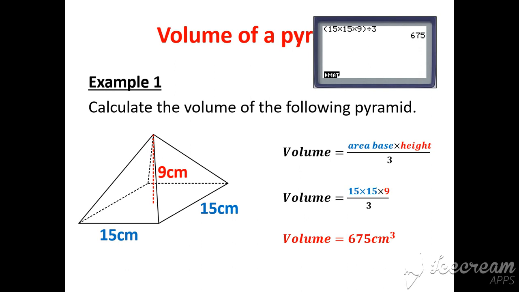Now I like to just chuck on the brackets. Anything I do on the top of a fraction I put in brackets. So if there's more than one thing, I'm going to go bracket 15 times 15 times 9, close the brackets, divide it all by 3, and I get 675 centimeters cubed. Now we're talking volume, we're talking cube. Remember, 1 centimeter cubed is a tiny little cube that's a centimeter by a centimeter by a centimeter. And if I have 675 of those little cubes, it would take up the same space as that pyramid.